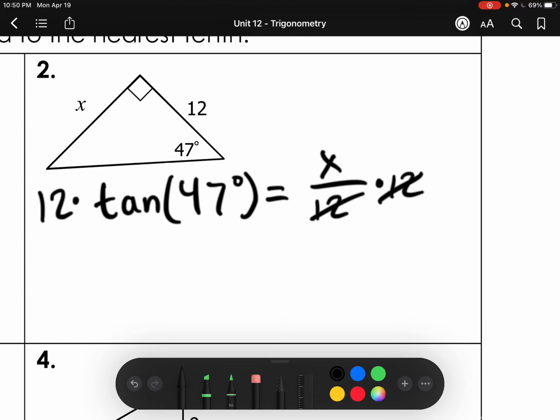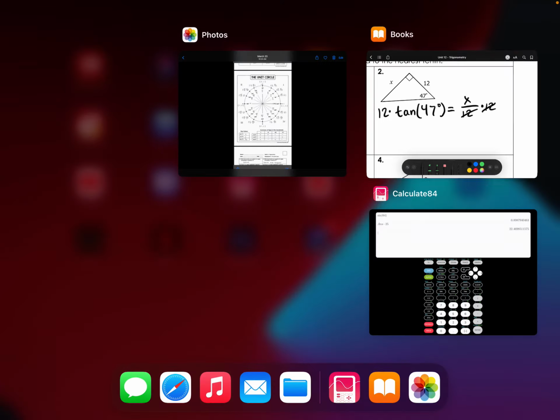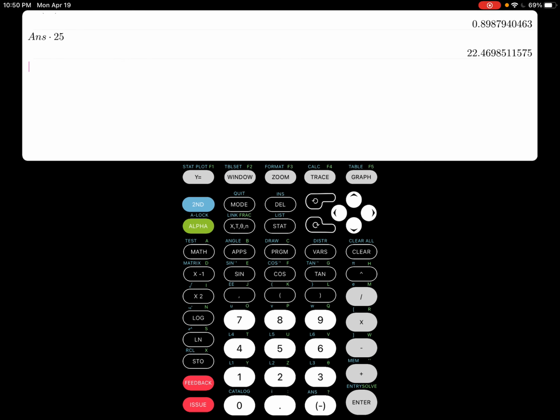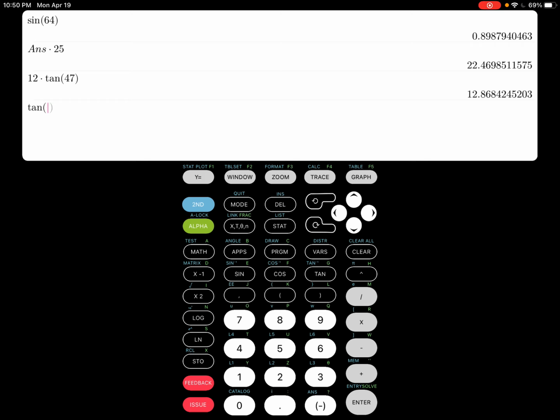So then on my calculator, I need to do 12 times tangent of 47 degrees. So you can write it all out like this: 12 times tangent of 47 degrees. And you get 12.86, which will round up to 12.9. It would have been the same thing if you had done tangent of 47 and then multiplied that value by 12. Right, same thing, just making it less steps.